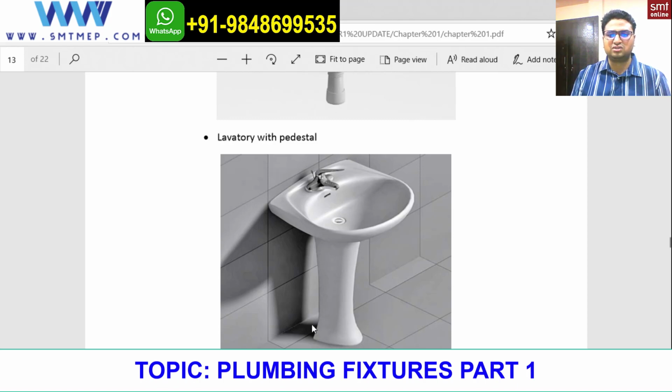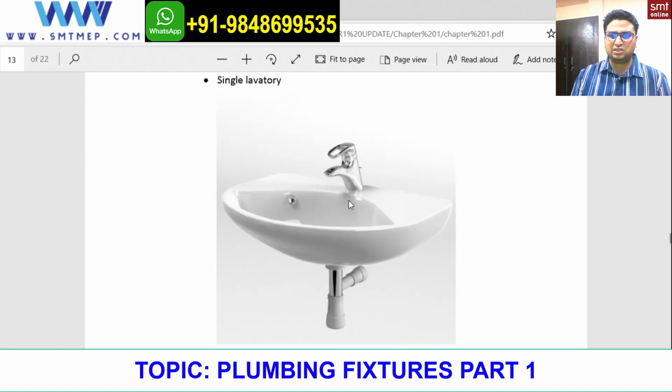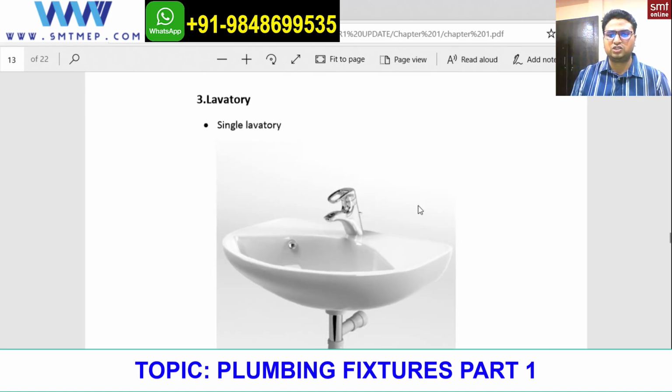So for that reason I need to have this laboratory with pedestal. Now laboratory is nothing but, as I said just now, a wash basin. As per the standards, always remember laboratory demands hot and cold water. That means it demands cold water as well as hot water. And we know the right side is always used for the cold water and the left side is always used for the hot water.